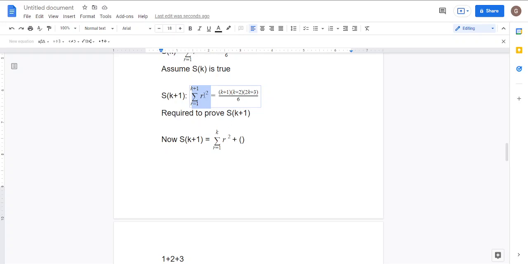K plus 1, but look here. What's the thing here? You can see it is r squared. Right, so the k plus 1 squared will be the next term. You understand that? Alright, so we're going to break that down in a second. Let me just finish writing this. So that's the same thing we said as k plus 1 all squared.